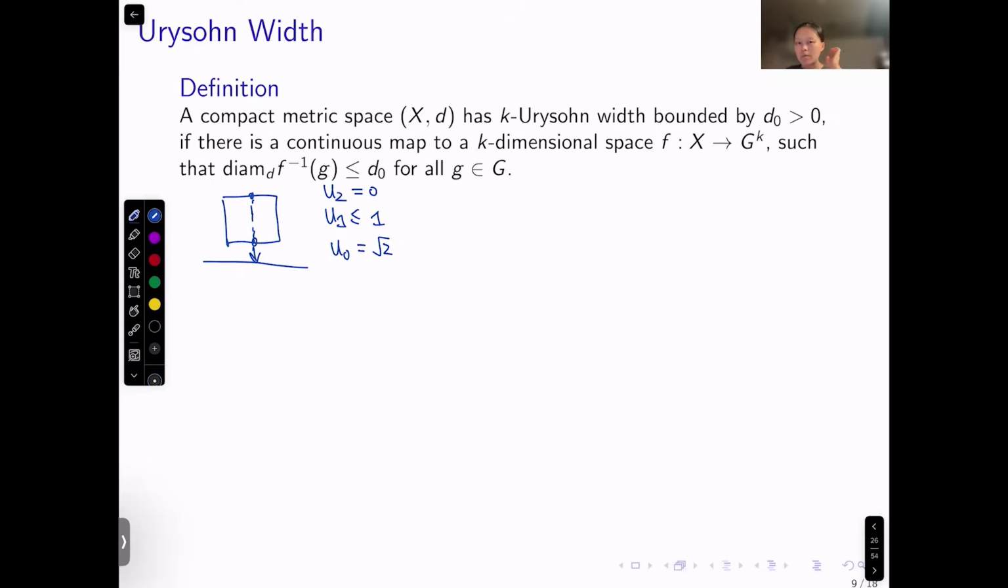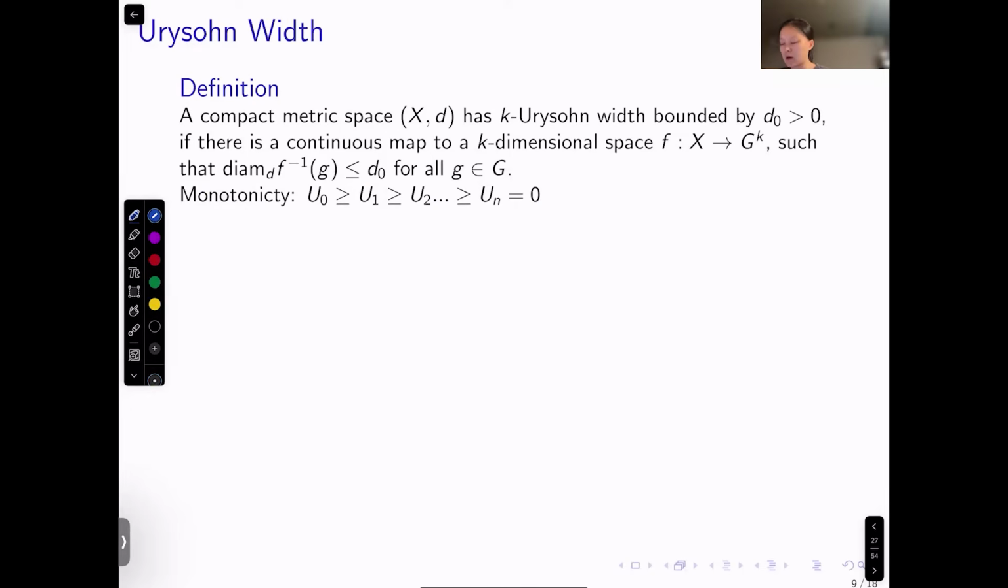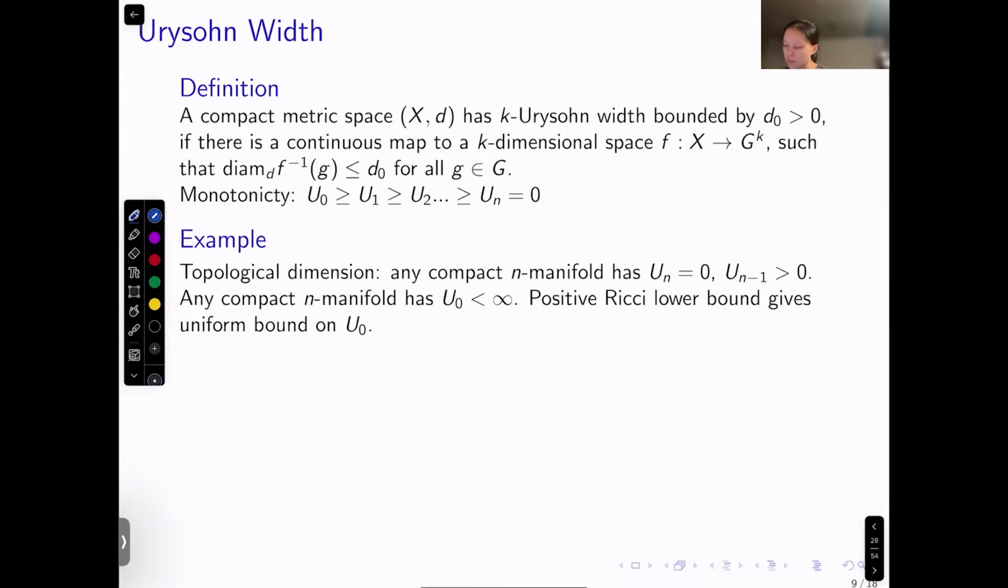So for a compact manifold, all the Urysohn widths are finite. And you have this monotonicity of the k-dimensional Urysohn widths. And in fact, you can define the topological dimension this way. So you can always map to itself so that each preimage is just a point.